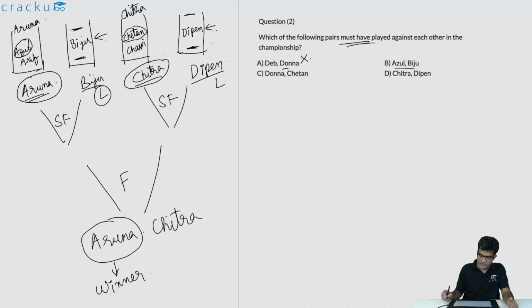If you are looking at Ajul and Biju, both of them were in different groups. And Ajul was not the winner of his group. So he would not qualify to the semi-final. So there is no way he is playing against Biju. Donna and Chetan, again the same situation arises. Donna is not the winner of the group, Chetan is not the winner of his group. So it would imply that both of them cannot play each other. Chitra and Deepen we know for certain have played the semi-final. So the correct answer is option D.